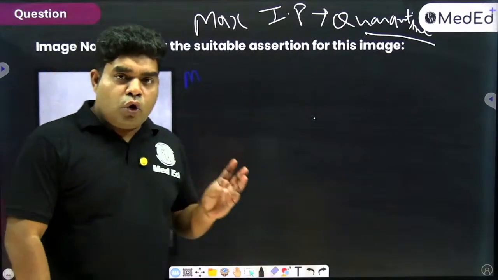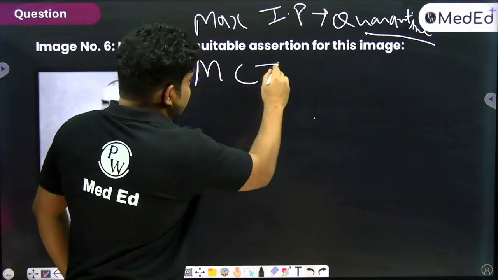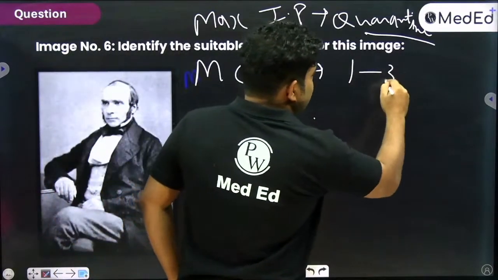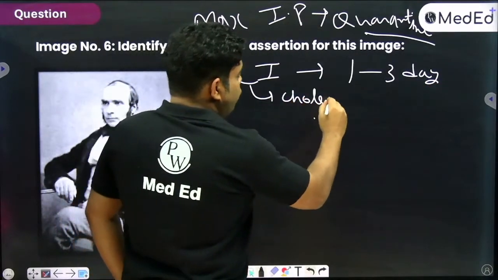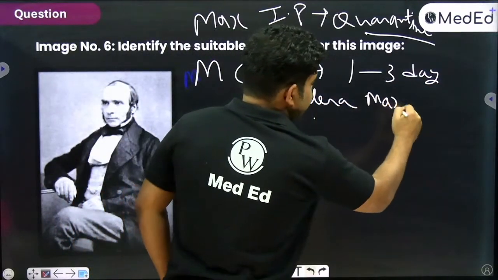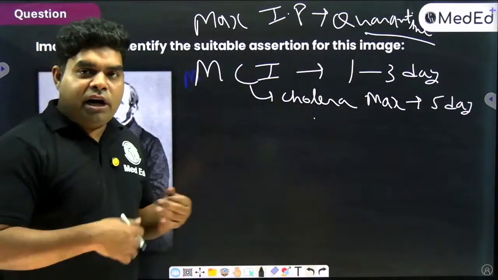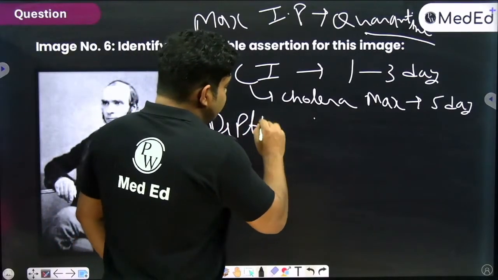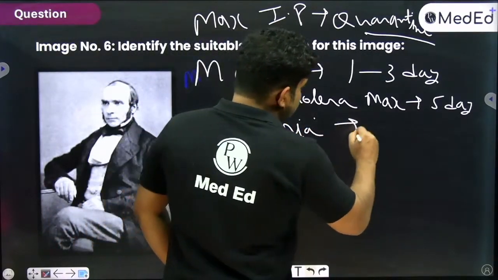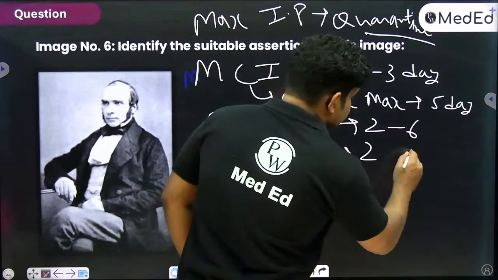Meningococcal meningitis, cholera, influenza. Mnemonic is MCI. All have incubation period 1 to 3 days. But with cholera, we cannot take risk. So for cholera, maximum incubation period is 5 days. Then if you do double of 1 to 3, D for double, D for diphtheria. Diphtheria has incubation period 2 to 6. 2 to 8 is the incubation period for plague.